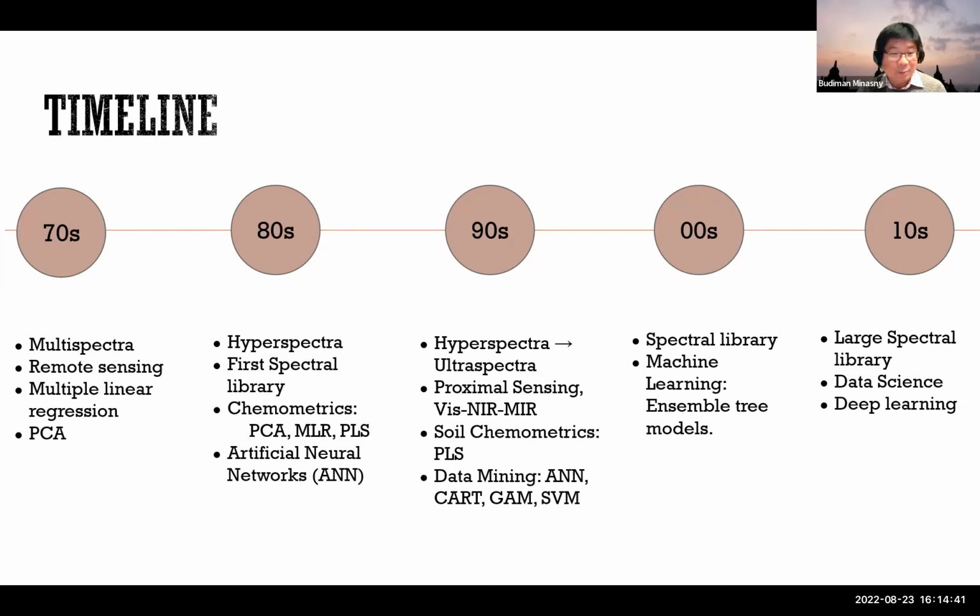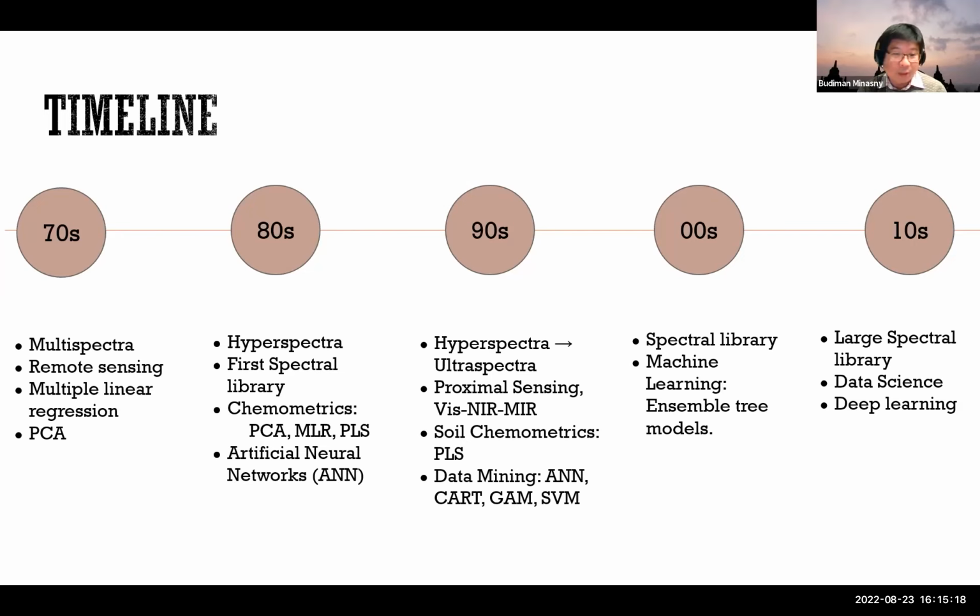In the 70s, people were looking at what we call multispectra. That means spectra of the infrared at different bands, let's say 3 bands or 4 bands, in the RGB and near infrared. This is mainly to do with remote sensing, the availability of remote sensing either through a plane or through the Landsat satellite. And people were using multiple linear regression or principal component analysis to reduce the dimension of the data.